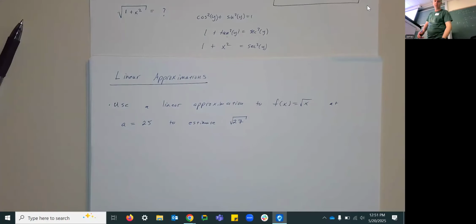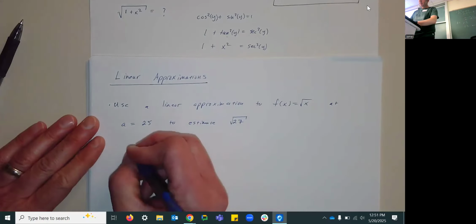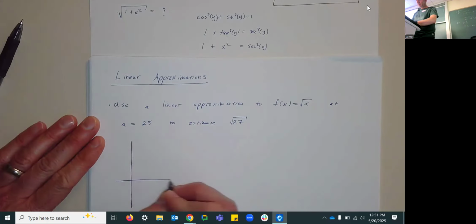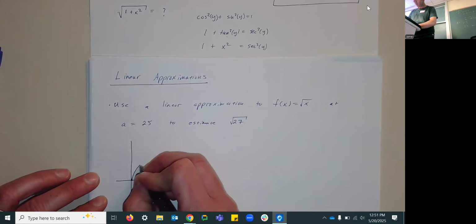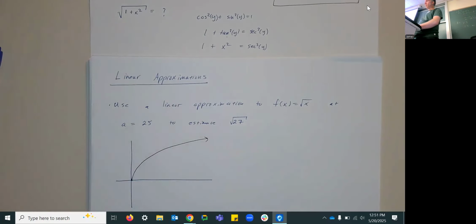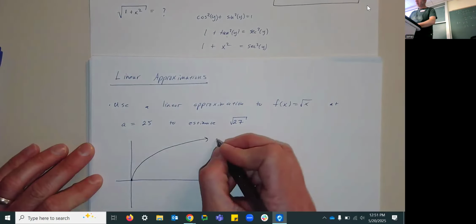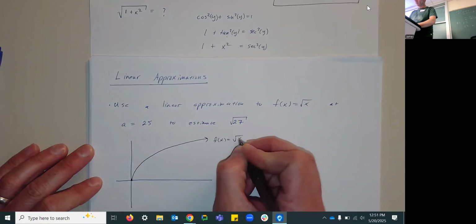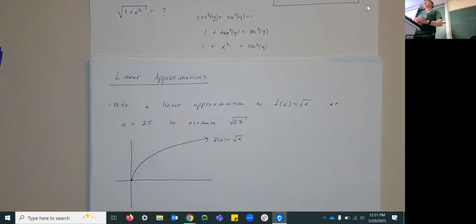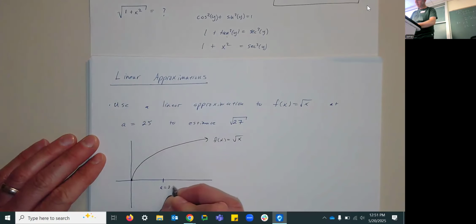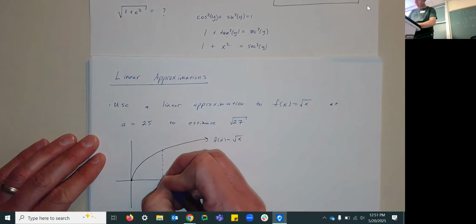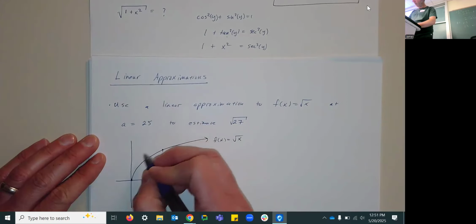So let's draw ourselves the picture here. So we're going to draw the square root function. Something like that. Maybe it's a little bit exaggerated there. So here's our f of x equal to the square root of x. And we're really interested in looking at the tangent line to this function at the nice value that they've given us. So at a equal to 25, it's right there, we're going to draw the tangent line. Let's draw it.